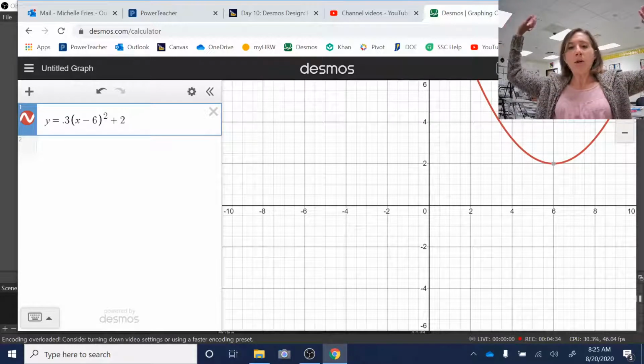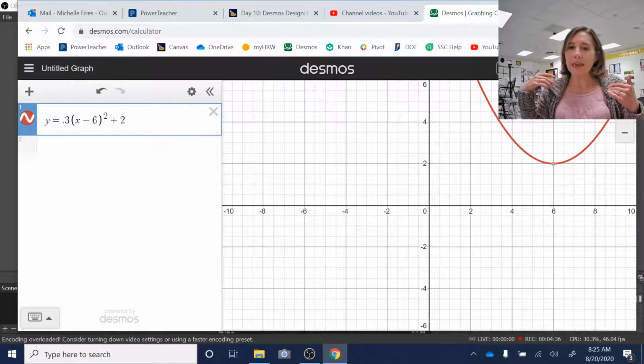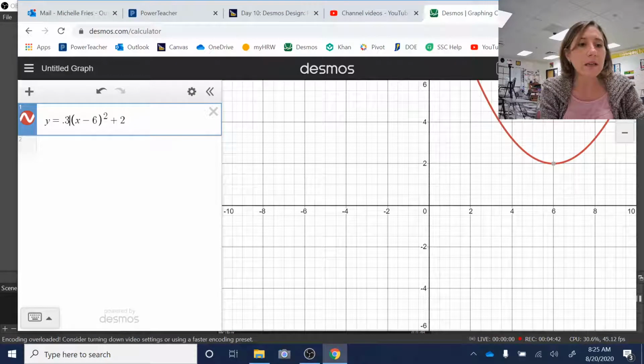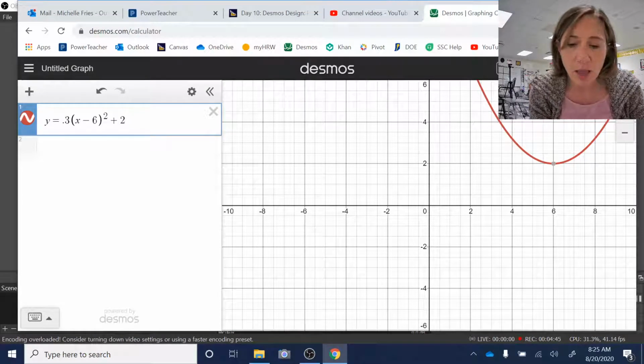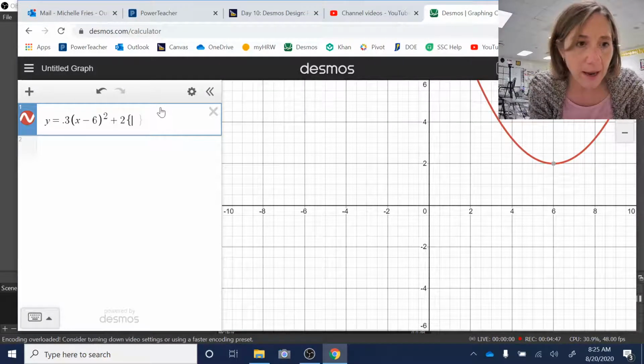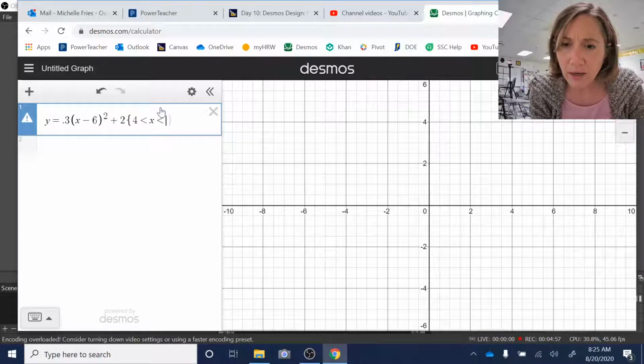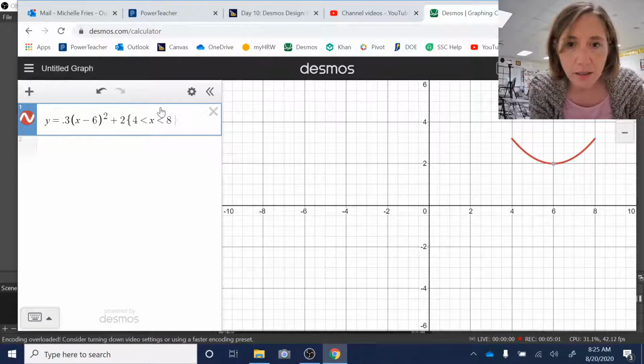Only I don't want it to go on forever. I want to limit this domain here. So I would like my smile to go, I'm looking from like 4 to 6. So behind my equation, I'm going to use the fancy brackets and put 4 is less, gotta use shift, less than x is less than, what did I say I was going to go to? 6? Oh, no, that's not far enough. Let's go 8. There we go.